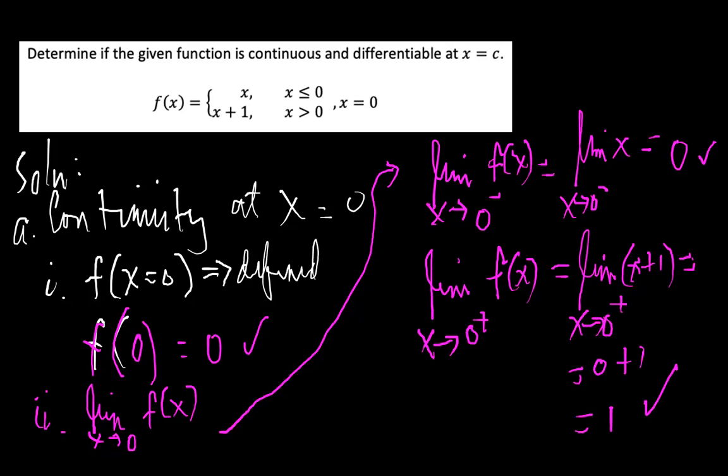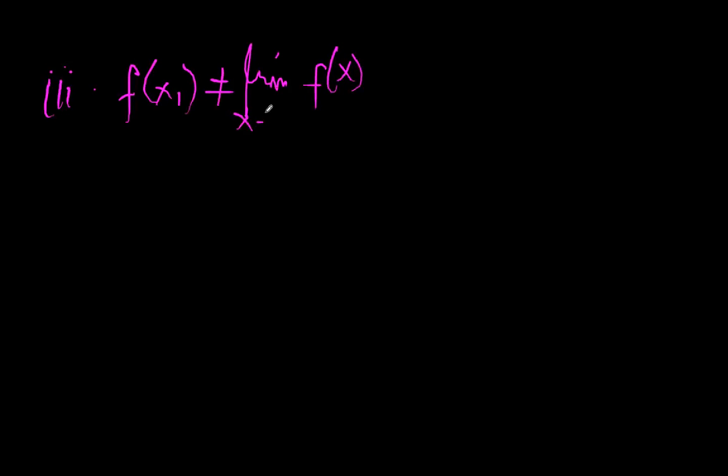It exists. However, though it exists, guys, these two values, 0 and 1, are not equal, thus the limit of f of x as x approaches 0 does not exist. So here the answer is DNE. And if you want to show whether the third condition is met, obviously it's not, because f of 0 is not equal to the limit of f of x as x approaches 0.